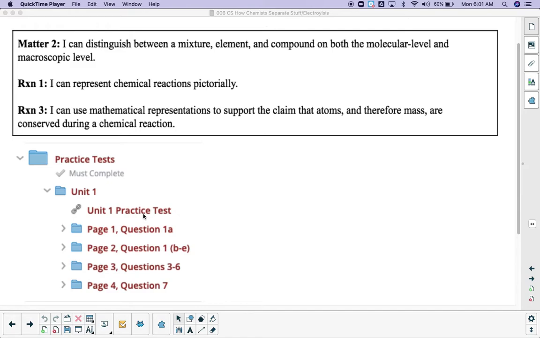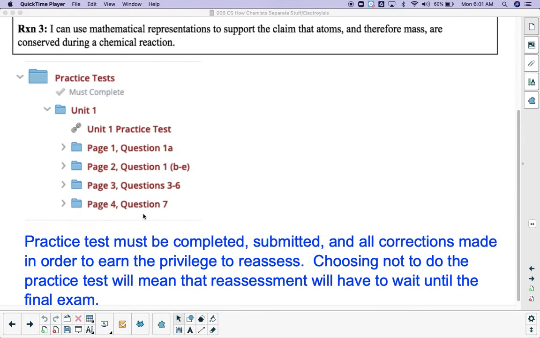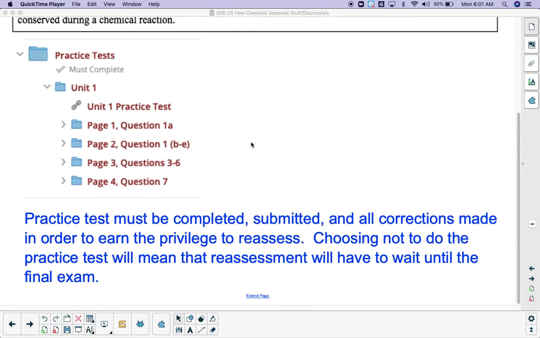As you finish each page of the practice test, or when you've completed the entire thing, there's a folder for each page where you'll be able to submit your work, see an answer key, and then make corrections. While the practice test is not required, the practice test is like insurance for your test. The practice test must be completed, submitted, and all corrections made in order to earn the privilege to reassess shortly after the Unit 1 test.